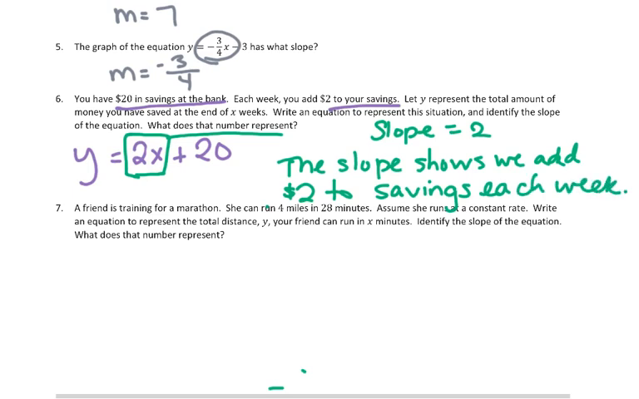So I want you to pause the video and write out the equation for number 7, and then I will jump in and we'll go from there.